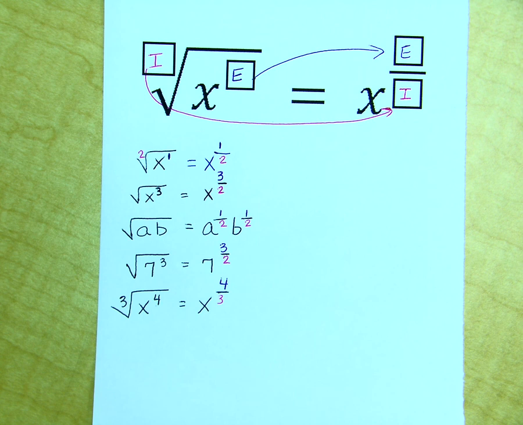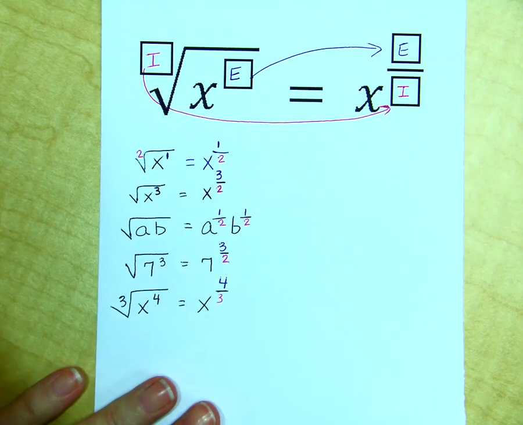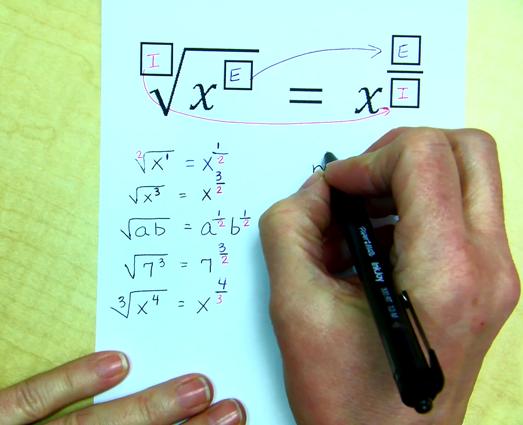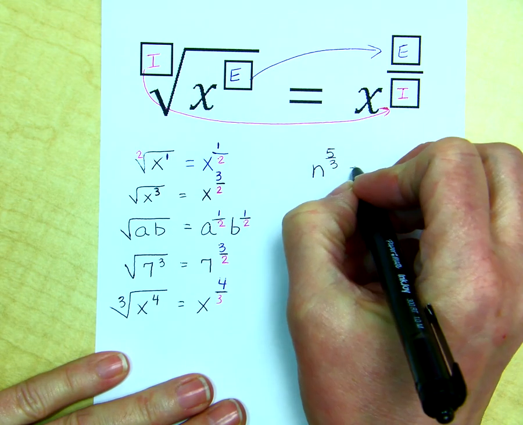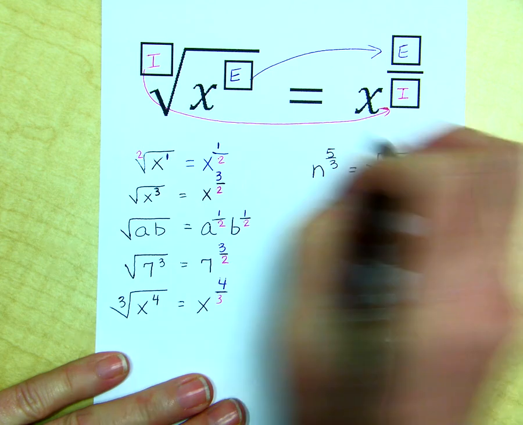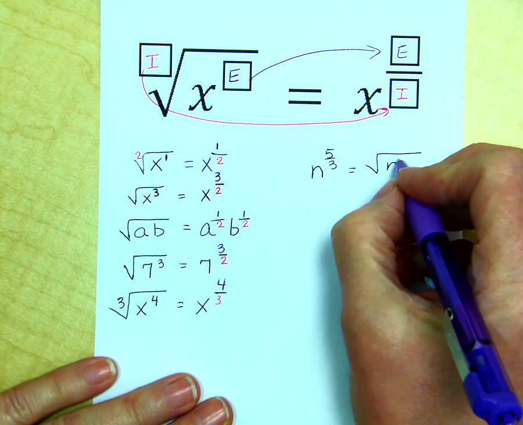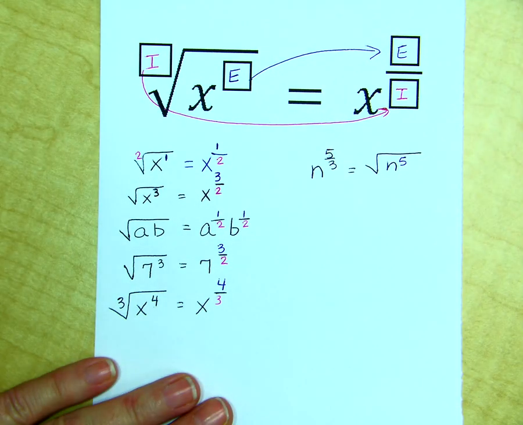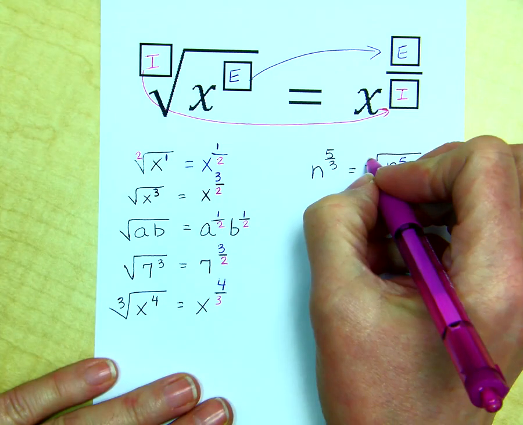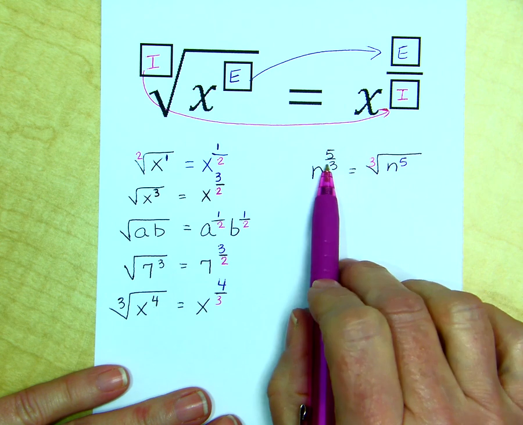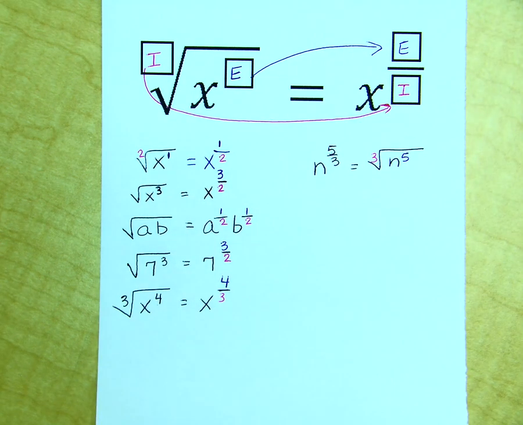Okay, so let's do something going the other direction. Let us take n, raise it to the 5/3 power. What does that look like in radical form? Well, we know that the 5 is our exponent, so we'll put the 5 here. And then the 3 is our index, so it goes out here. So if I were to rewrite this, this goes on top, this goes on bottom, n stays the same.